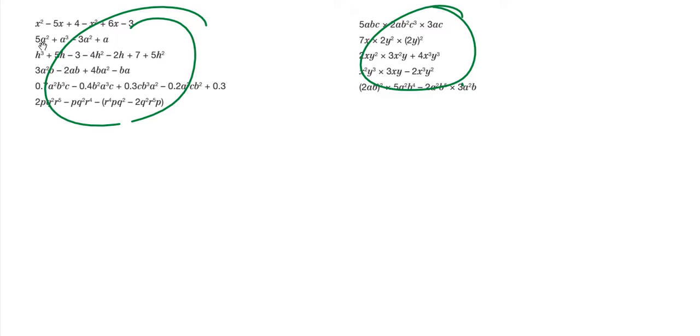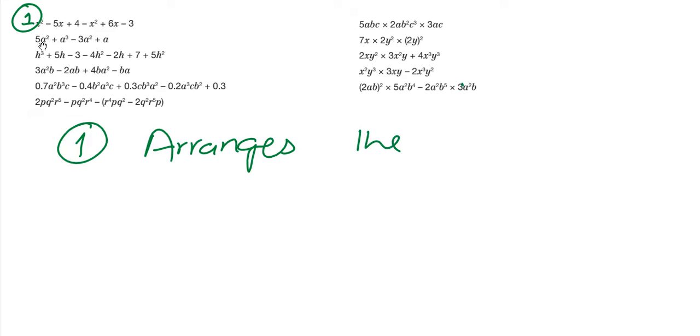Okay, in this video we have to simplify these algebraic expressions. Just don't forget to memorize them. Okay, this one is the first one. The first thing that we have to do is arrange the like terms. Arrange the like terms, and the solution will be quite easy for you to do.